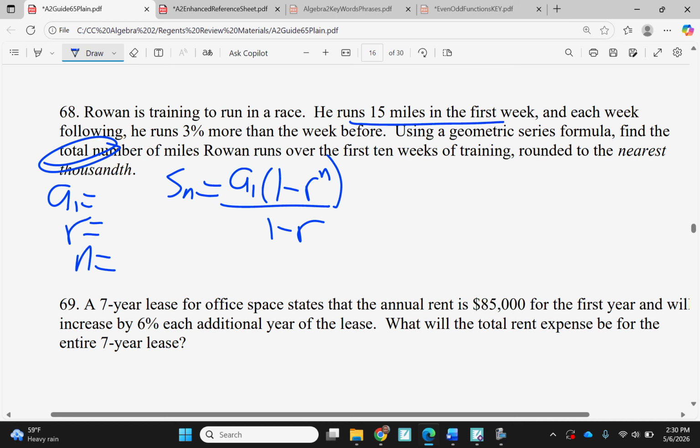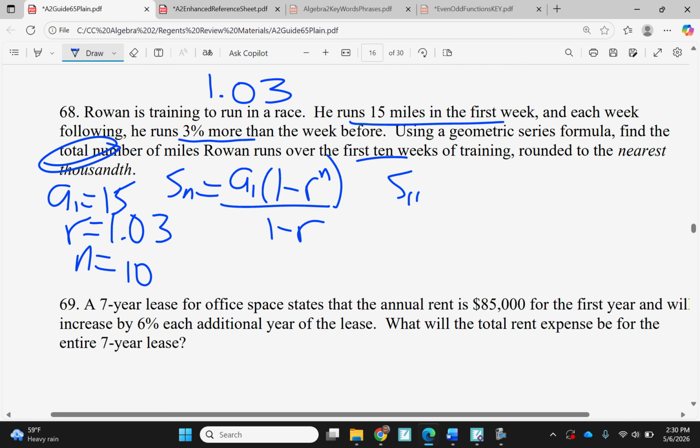He runs 15 miles in the first week. a1 is 15. This is where students get messed up. 3% more. If you're increasing by a percent, it's 1 plus the decimal. So since 3% is 0.03, if I'm increasing by 3%, it's 1.03. If I was decreasing by 3%, well, I'm keeping 97%, r would be 0.97. 10 weeks, that's my n value.